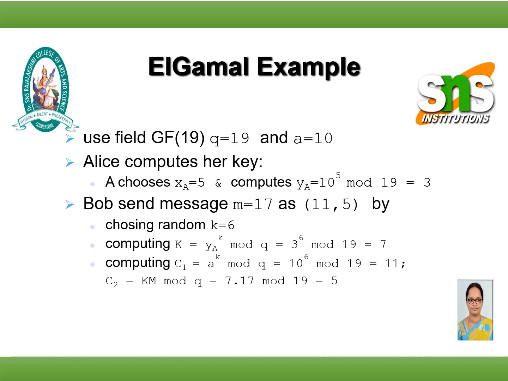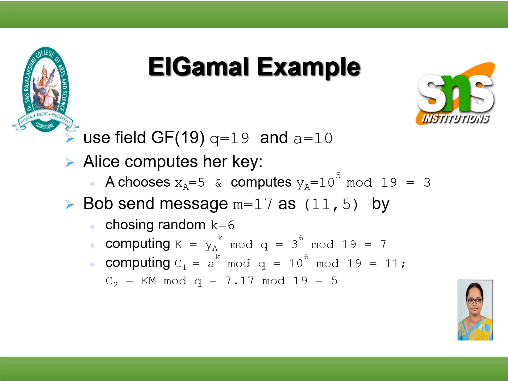Here we use the field GF(19), so q = 19 and a = 10. Alice computes her key: she chooses xa = 5 and computes ya = 10^5 mod 19 = 3. Bob sends message M = 17 as (11, 5) by choosing a random k = 6. Computing K = ya^k mod q = 3^6 mod 19 = 7, and computing C1 = a^k mod q, that means 10^6 mod 19 = 11, and C2 = Km mod q.